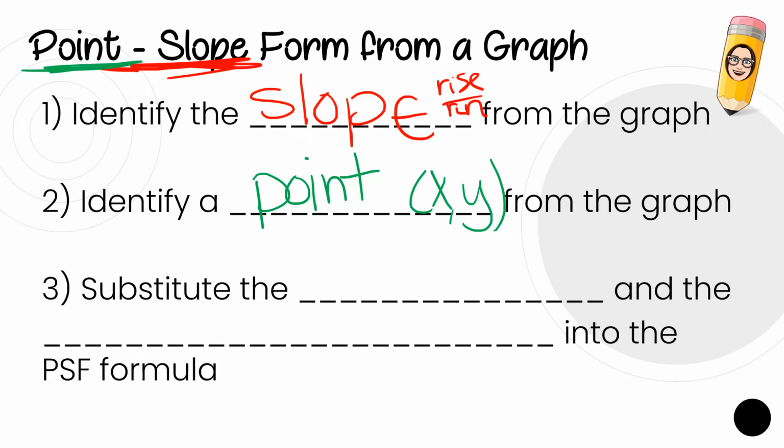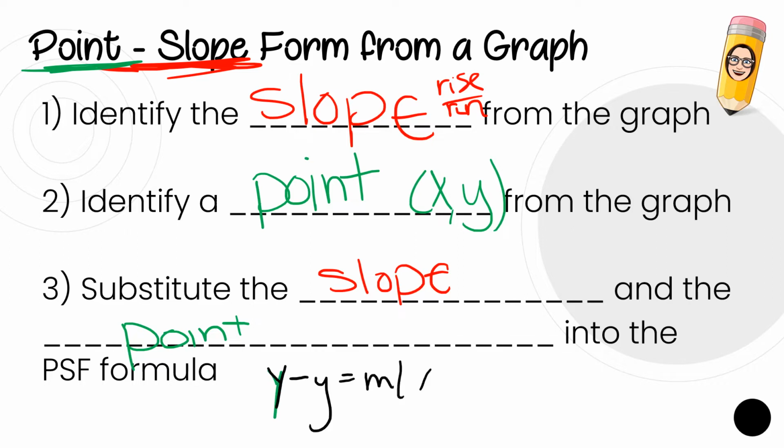Well, then to write my equation, we're going to substitute that slope and that point into the point slope formula. Again, you do have to have this memorized. y minus y1 equals m times x minus x1.